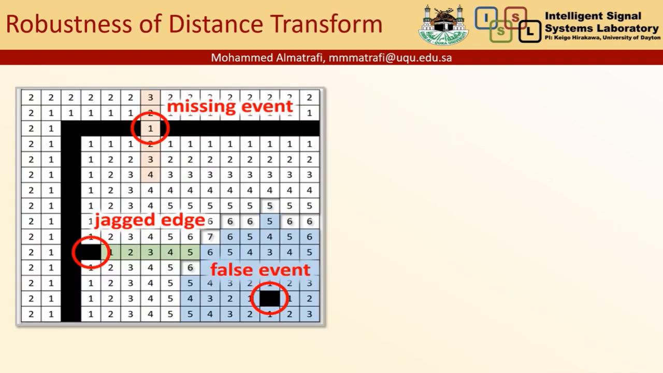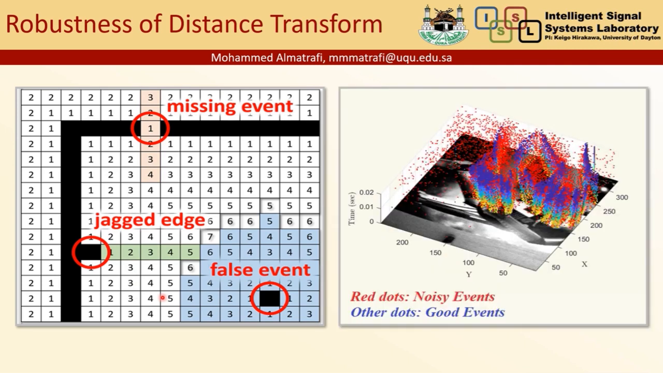Now we would like to talk about the robustness of distance transform, and here we show an example of distance transform where we only show L1 norm rather than L2 to make it easy to follow. Black pixels represent edge pixels, and the distance transform is known to be robust to jagged edges as well as missing events, but it's sensitive to falsely occurring events as shown by the blue pixels. Due to the fact that DFS injects considerably high noise, distance transform will benefit from a denoising step.